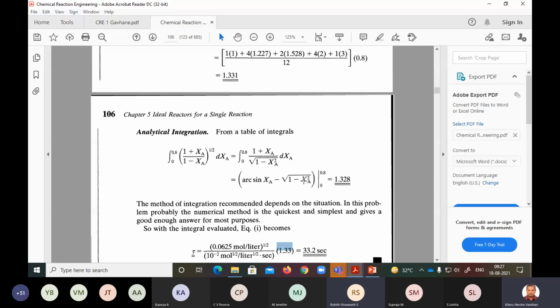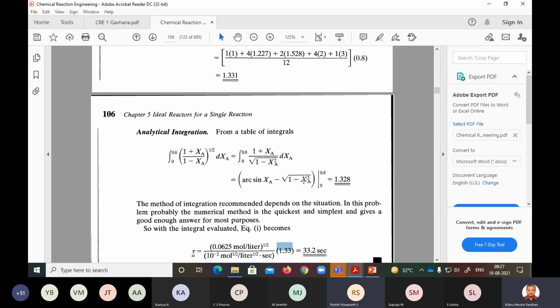Sir, won't we consider length for a plug flow reactor? Volume, length times diameter will become volume, right? Because diameter is same. So length is nothing but volume now, correct? Because pi by 4 d square into L becomes the volume of the cylinder. Okay, sir. Now, did I answer your question? No, I didn't understand what you asked.